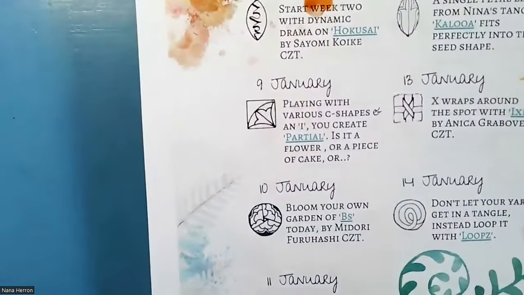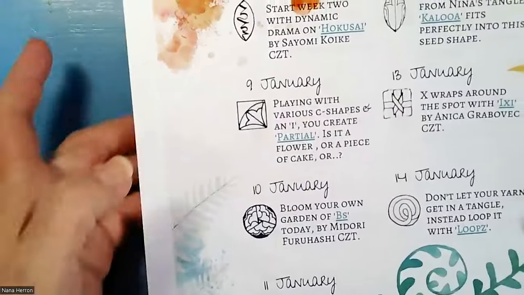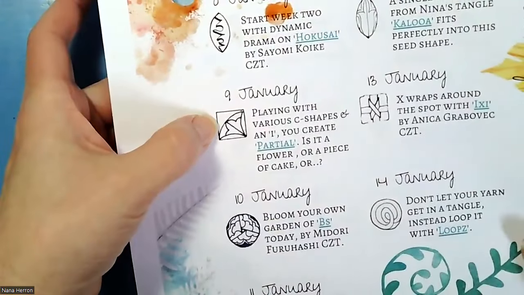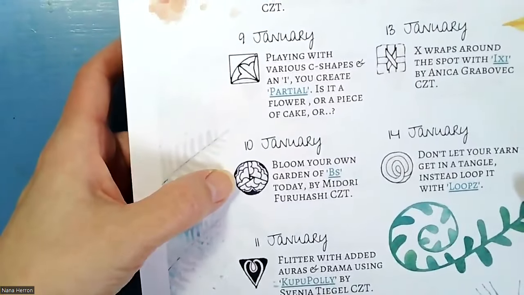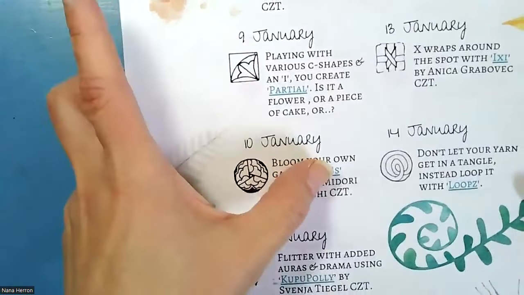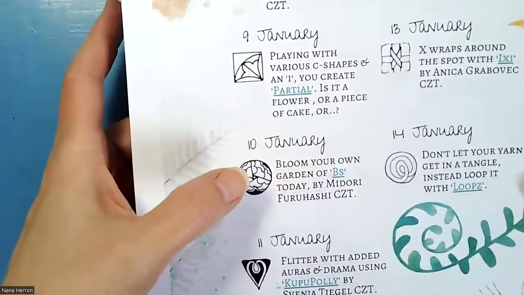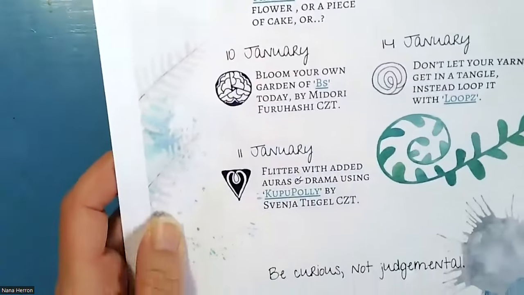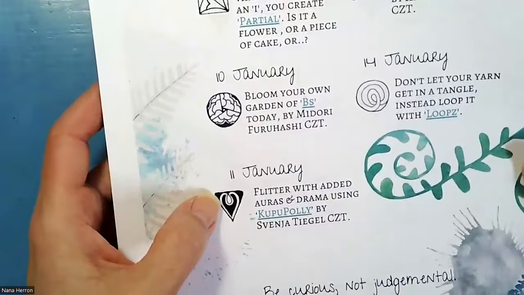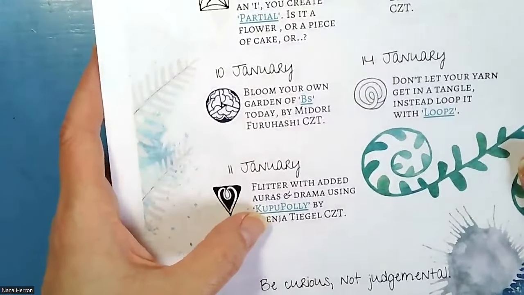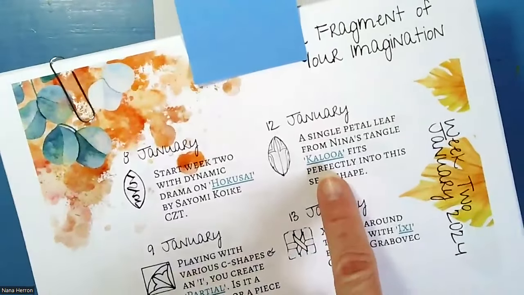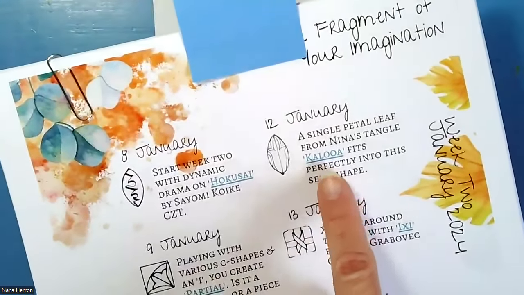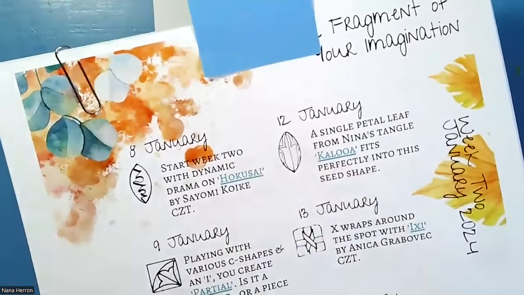So today we're going to be taking a look at the square fragment partial and the round, the circular fragment B's, the letter B, not the insect. And then for our triangular fragment, we have KupuPolly. And our seed is going to be Kalooa. Well, one petal, one leaf of Kalooa.